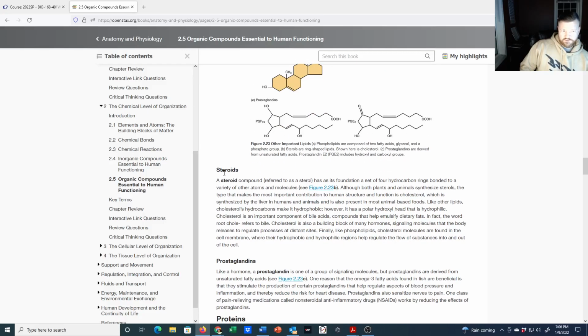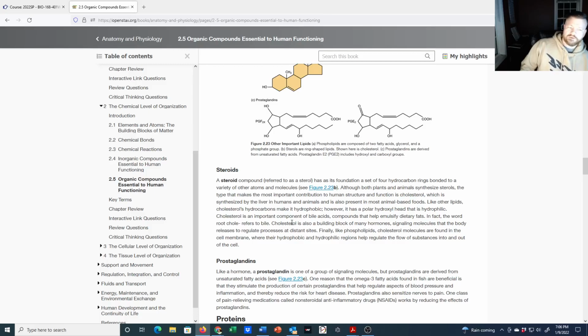Some other lipids are steroids. Most of the time when people say steroids, they think about maybe anabolic steroids for building muscle. Steroids have a huge role. They can be everything from cholesterols. Cholesterols are not always bad. They've got a bad name for them in the past probably 20 years.